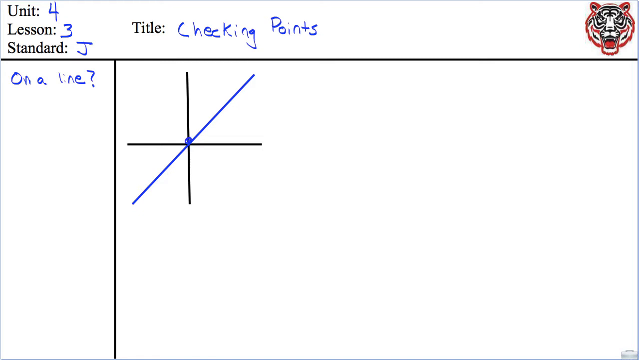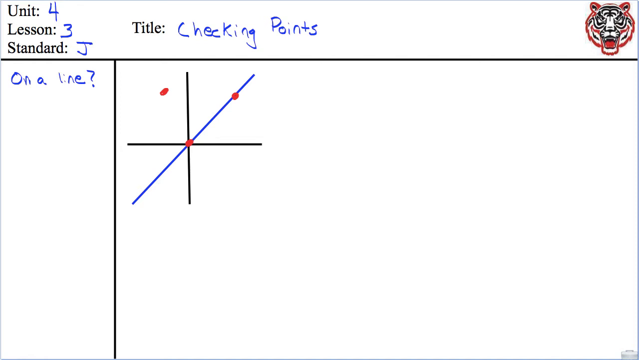If I have a point here, I can say that that point is on the line. If I have a point here, that point is on the line. If I have a point over here, it's obviously off the line. But how do I do that in terms of an equation? That's really the essence of today's lesson.